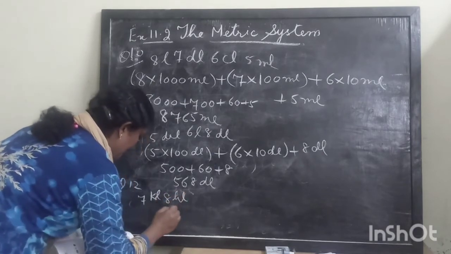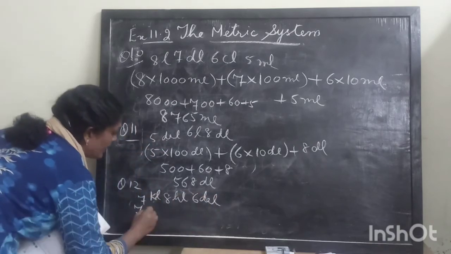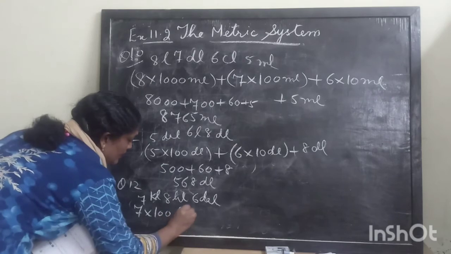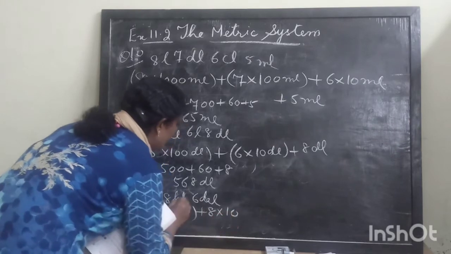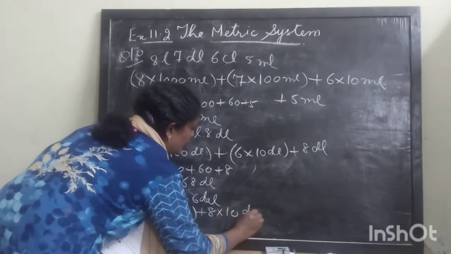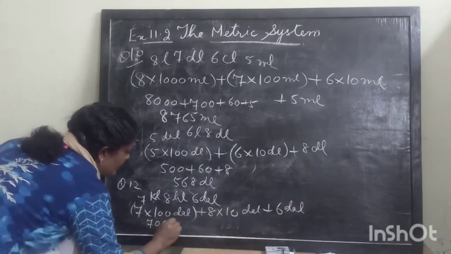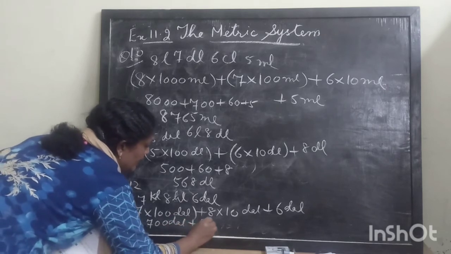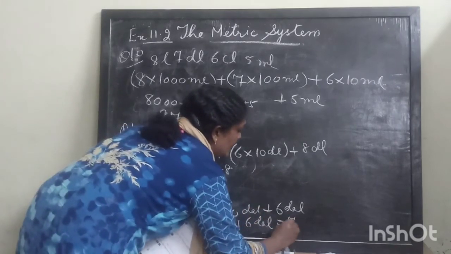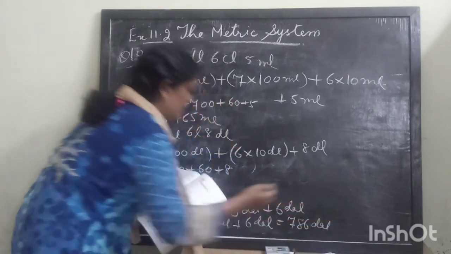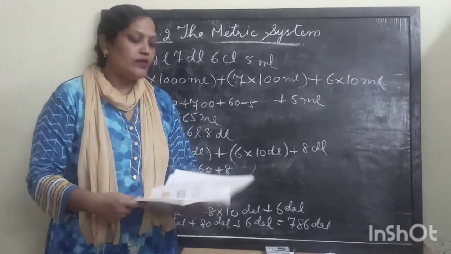Last question. 7 kiloliter, 8 hectoliter, 6 decaliter. That is 1 hectoliter is 10 decaliter. Then 8 hectoliter is 80 decaliter, plus 6 decaliter will remain as such. 700 decaliter plus 80 decaliter plus 6 decaliter. That is 786 decaliter. Students, with this I finish this exercise, and in the next lecture I will start 11.3.